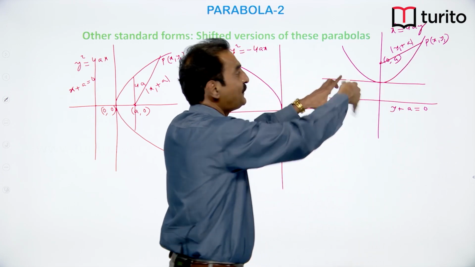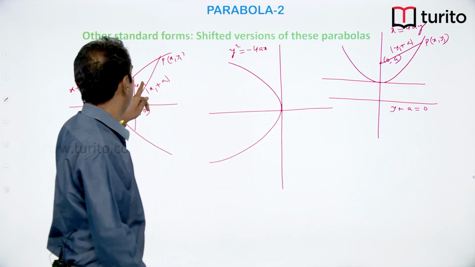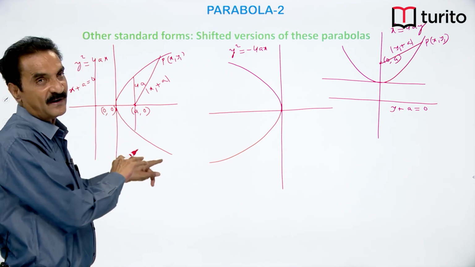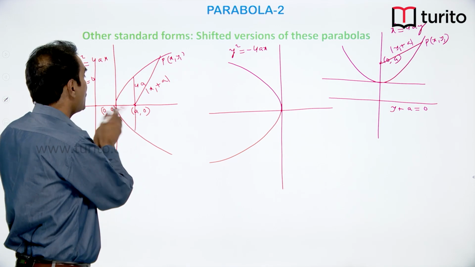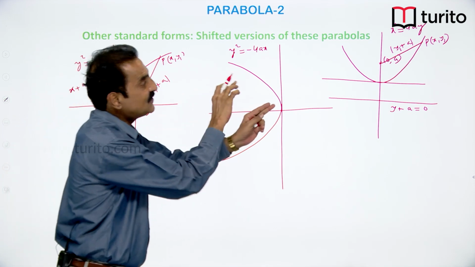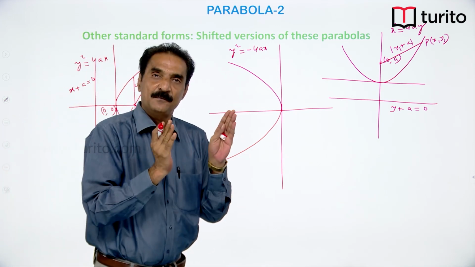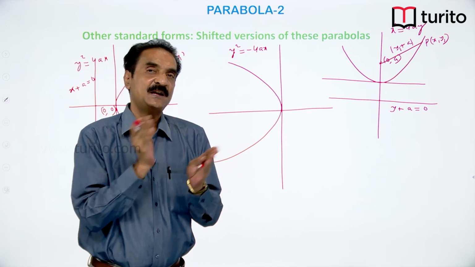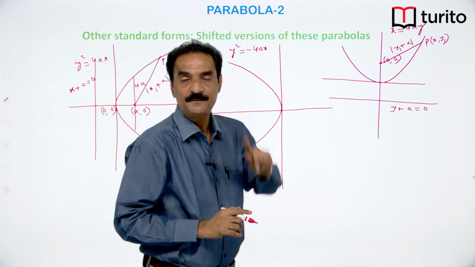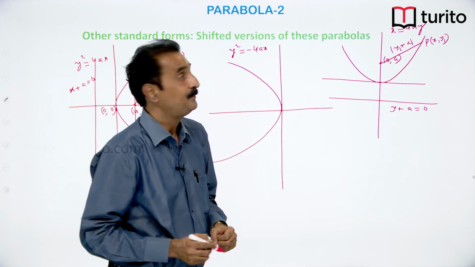You will get all the formulae corresponding to this parabola by interchanging x and y, and also interchanging the coordinates. A comma 0 becomes 0 comma a. In this way, we have to interchange coordinates of every formula and interchange x and y in every formula. Then you will get the formulae of x square is equal to 4ay.